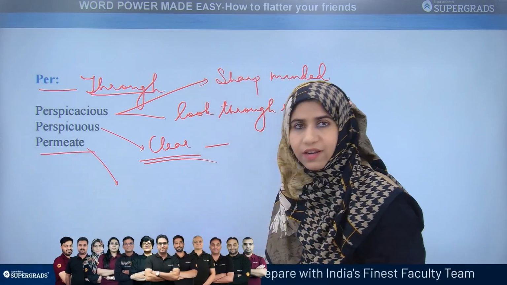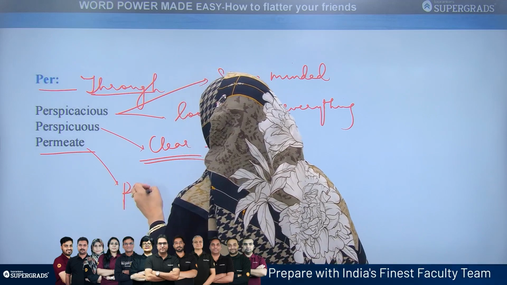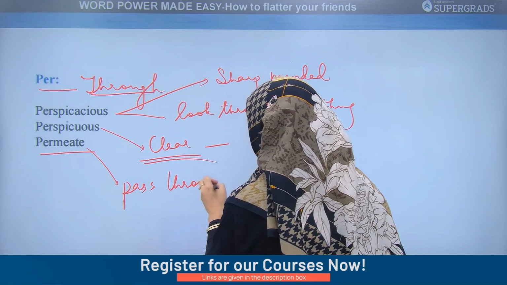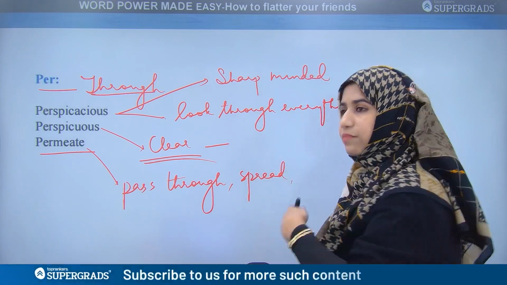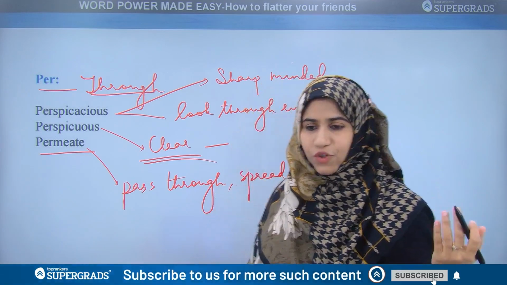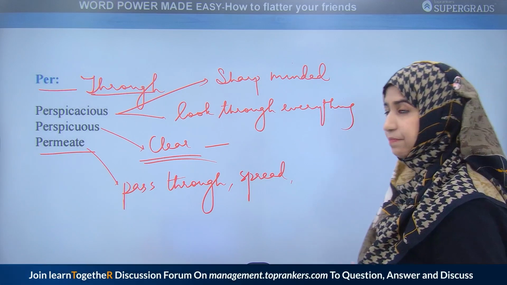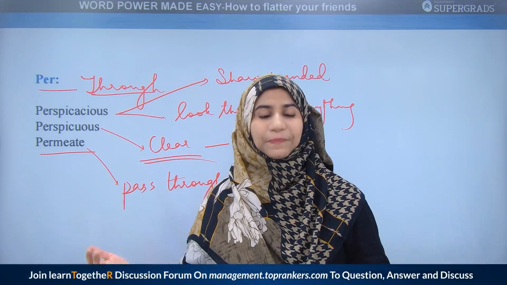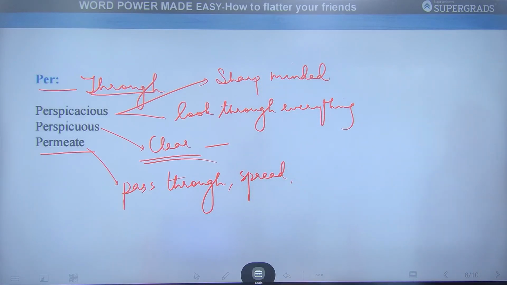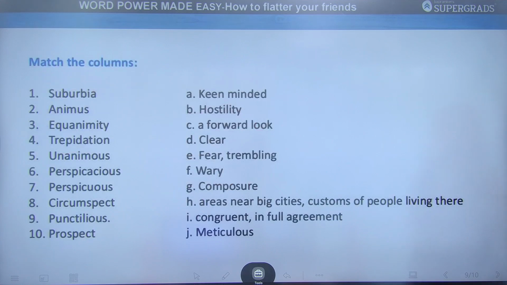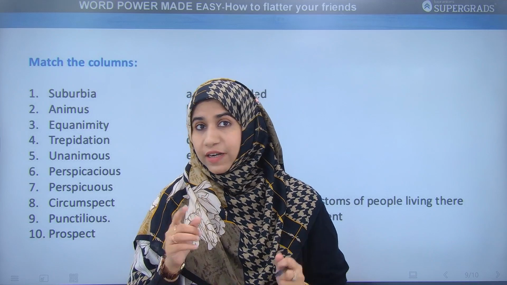Permeate was not given in the book. I have added it because it comes from this. Permeate is to pass through or to spread. Or to carry over in future, है ना? Permeate. Fine. So let these values permeate, pass through, आगे बढ़ें, spread करें. So per as a root is a very important one. You must know this. And finally we come to the exercise. That's all. So exercise to solve करना बनता है.